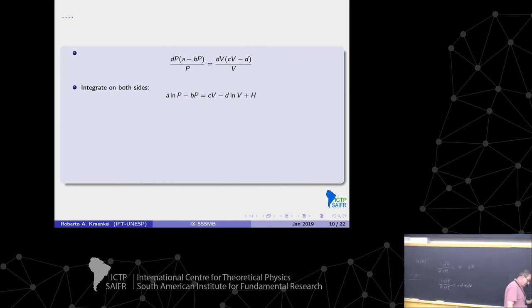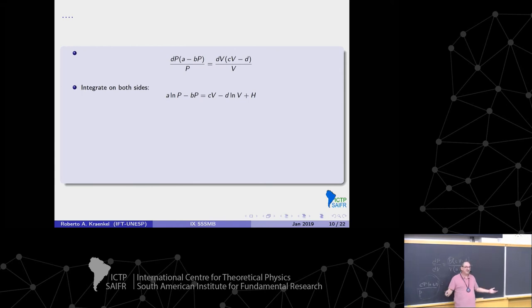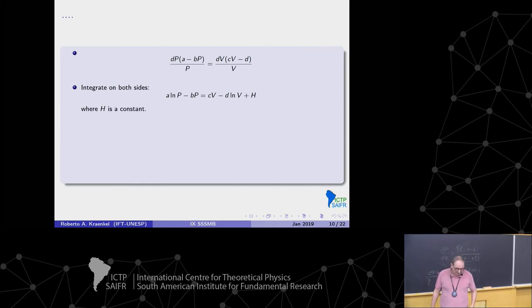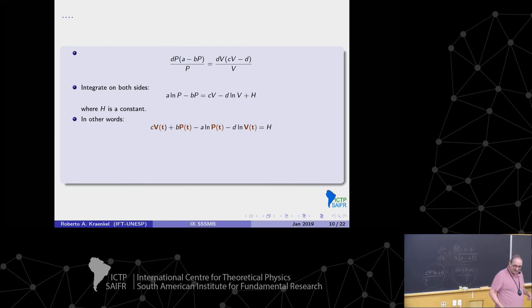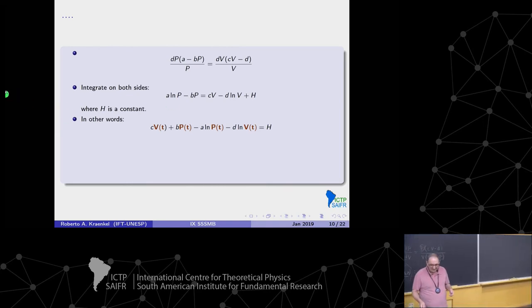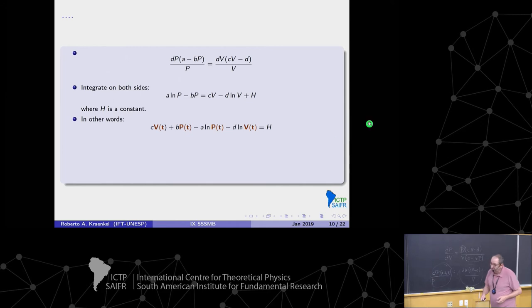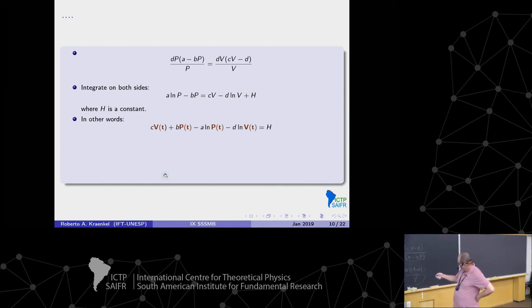Now, good. You say, okay, fine. You are kind of a magician. You made the differential equations disappear and got something else. So what do I do with something else? This means that V and P are such that this expression here is always a constant, right?